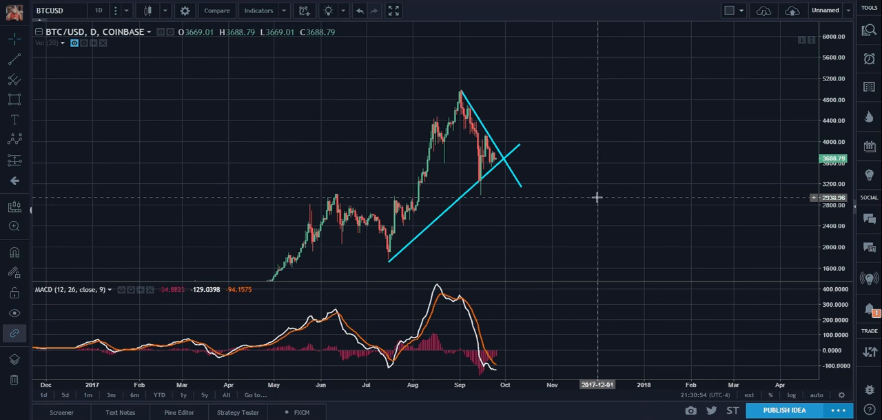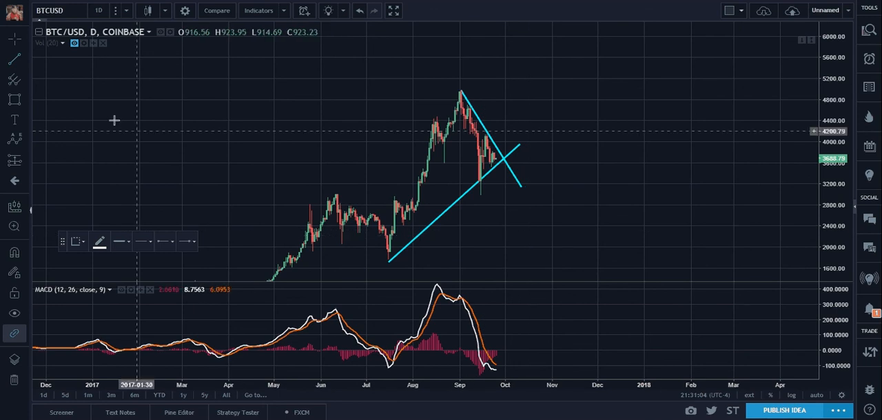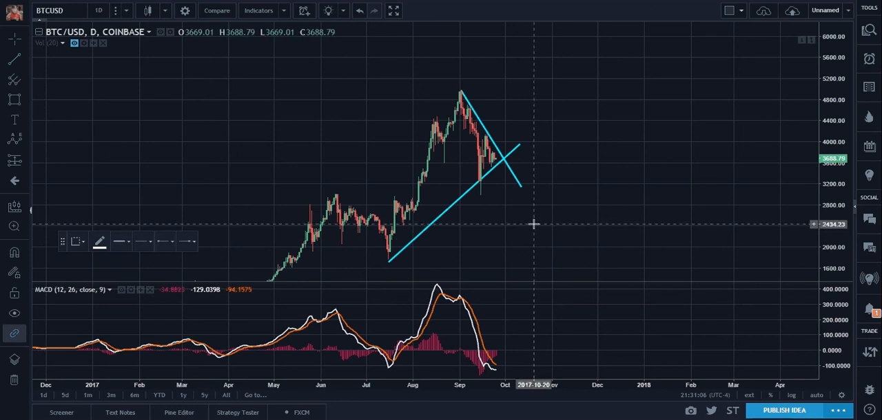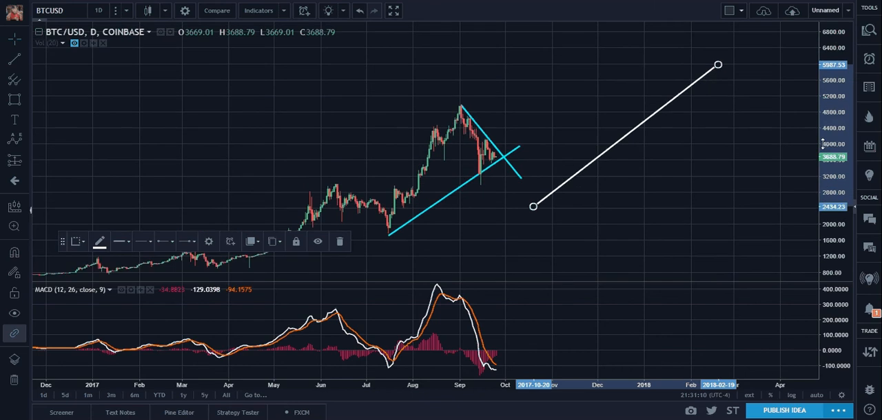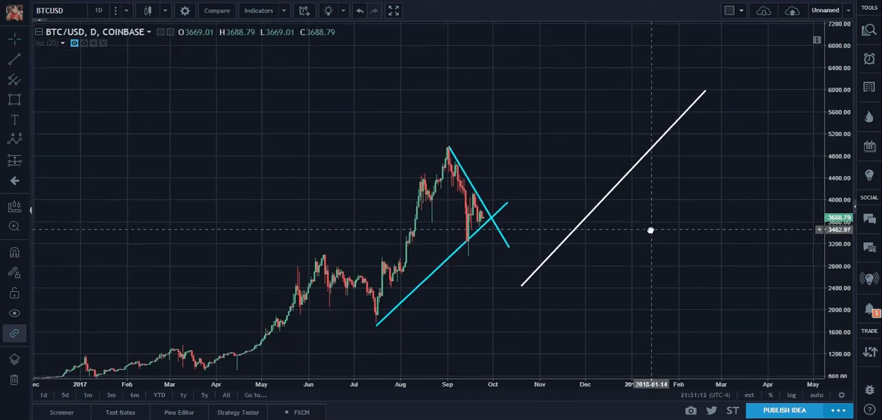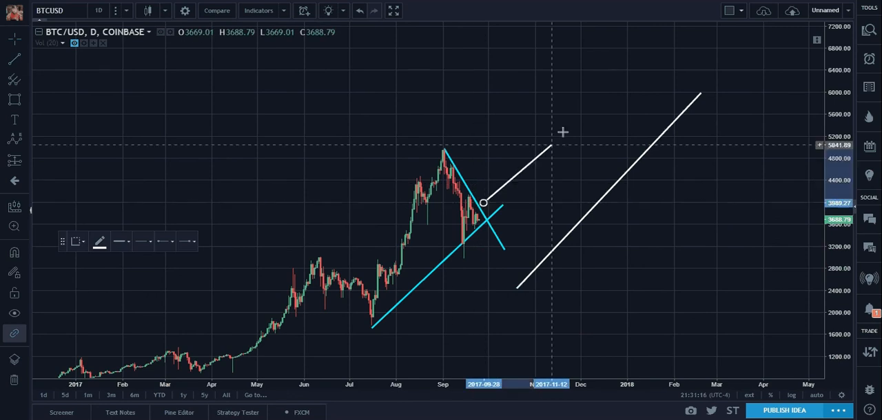Either way, whether wave 4 is here or here, we're going to get a wave 5. Just to give you the perspective. Whether it's here or here.